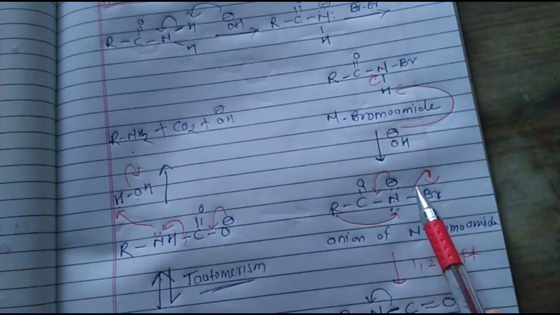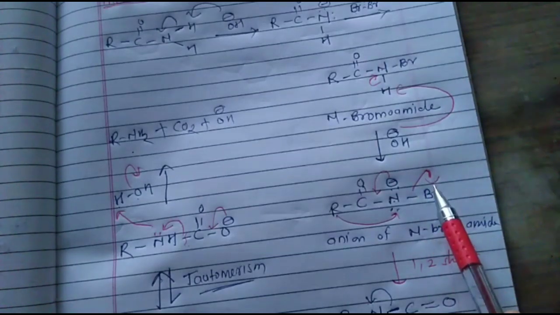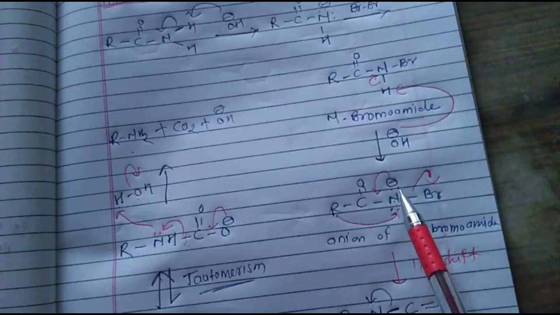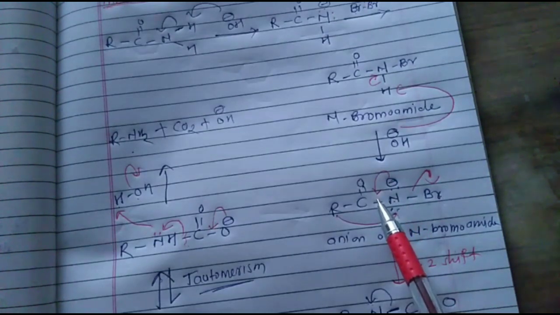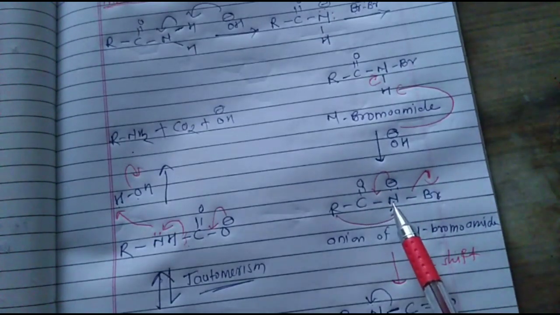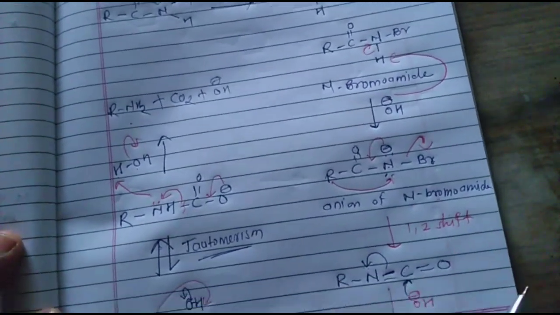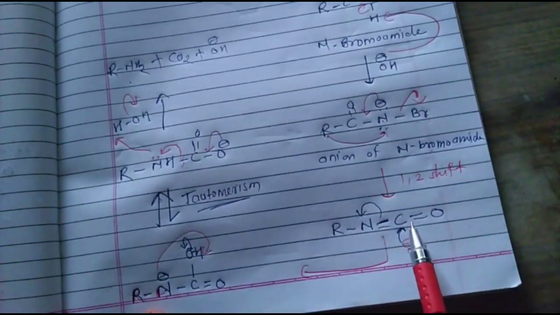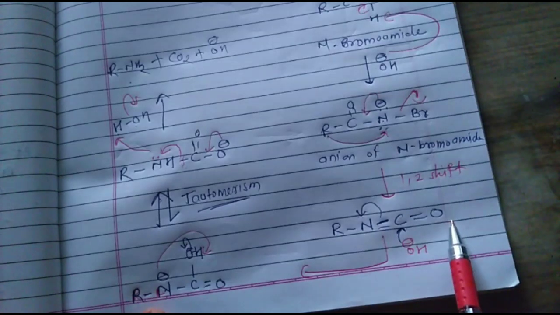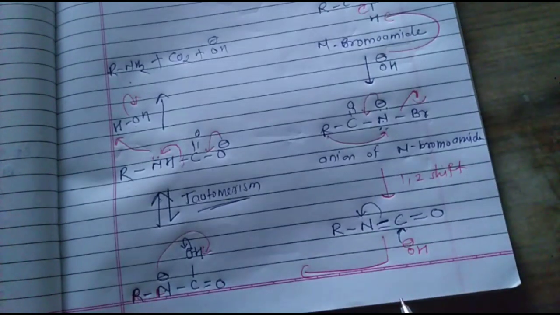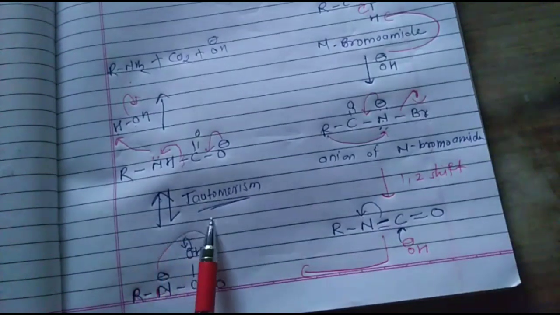At the same time this bromine is going to break, and the negative charge is shifted to this carbon, and there is a formation of a carbon-nitrogen double bond. Then we get the product like this, R-N=C=O. Then after that there is an attack of OH minus. This OH minus attacks this carbon, at the same time this nitrogen accepts the electron and becomes a negatively charged nitrogen. Then the tautomerism takes place.